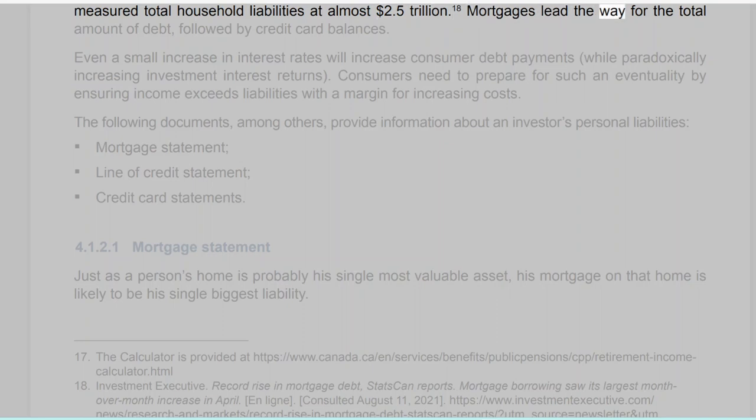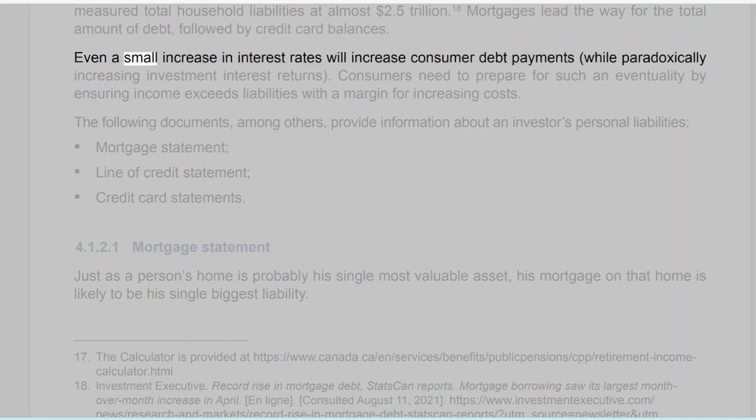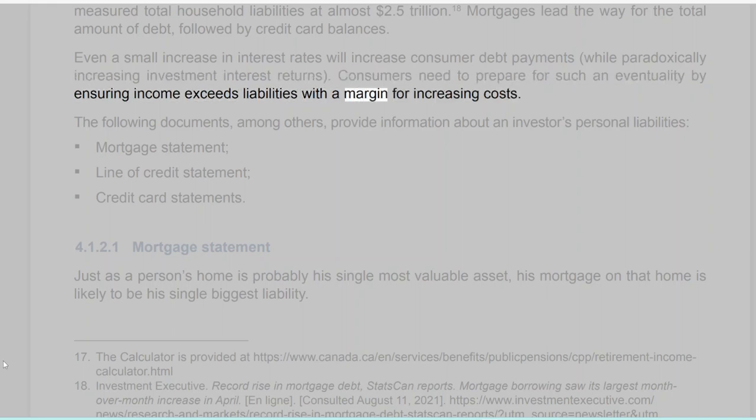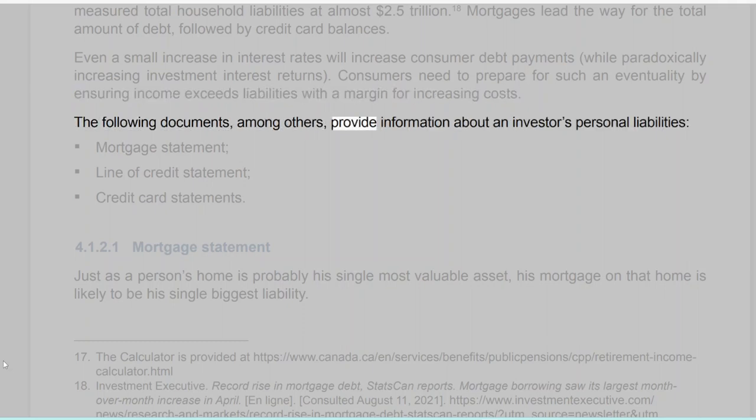Mortgages lead the way for the total amount of debt, followed by credit card balances. Even a small increase in interest rates will increase consumer debt payments, while paradoxically increasing investment interest returns. Consumers need to prepare for such an eventuality by ensuring income exceeds liabilities with a margin for increasing costs. The following documents, among others, provide information about an investor's personal liabilities: Mortgage Statement, Line of Credit Statement, Credit Card Statements.